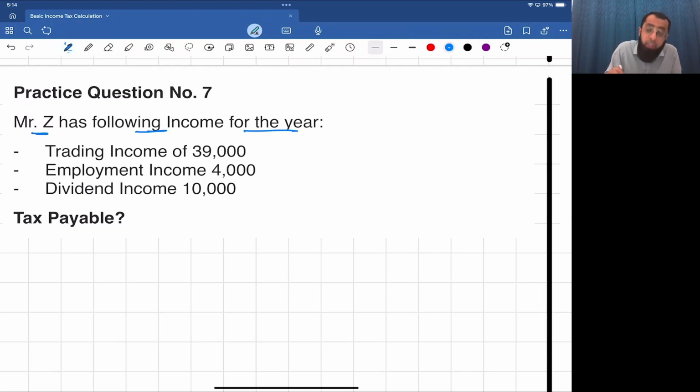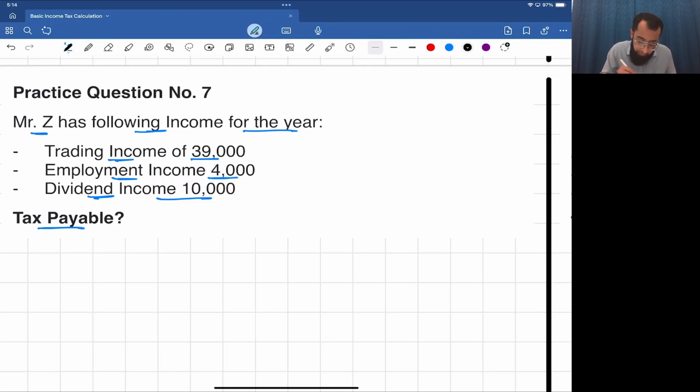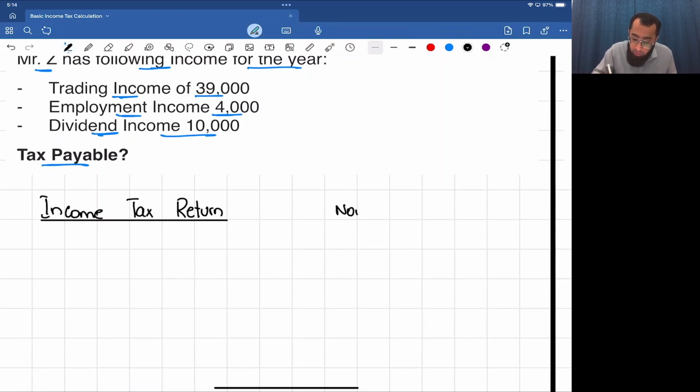Mr. Z has the following incomes for the year. Trading income is 39,000. Employment income is 4,000. And dividend income is 10,000. We have to compute the tax payable. Let's look at it. Now, we are looking at the income tax return. In the income tax return, we have a head of non-saving. And now we have one more head, which is dividend. The dividends are taxed under their own separate head.